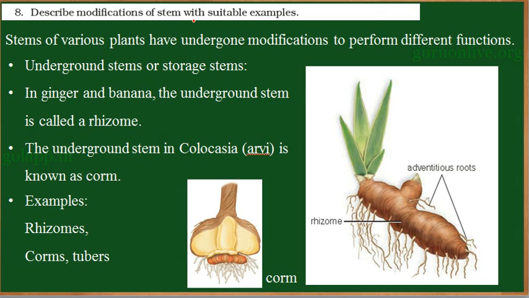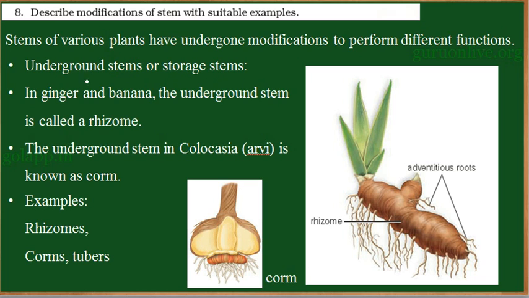Describe the modification of stems with suitable examples. Students, generally we know stems are the aerial parts of the plant and they provide support to the plants, and to these stems many appendages of plants are attached, like leaf, flower, branches, fruits. All these are attached to the stem. But in certain plants, these stems are modified and used for various purposes. So let us learn what these modifications of stems are.